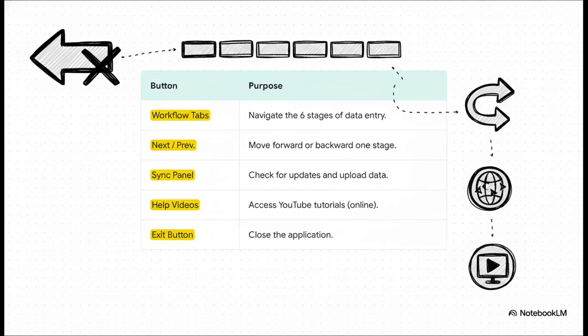These let you jump between the different stages of data entry. You can also use the next and previous arrow buttons to just move one step at a time. Down in the bottom right, that little globe icon opens the sync panel, and we'll talk more about that in a minute. The YouTube button is for help videos, but just remember, you have to be online for those to work. And finally, the button in the top left corner is how you exit the application.